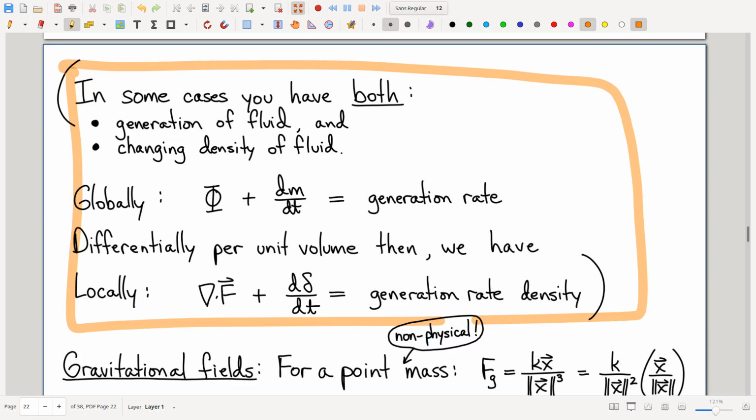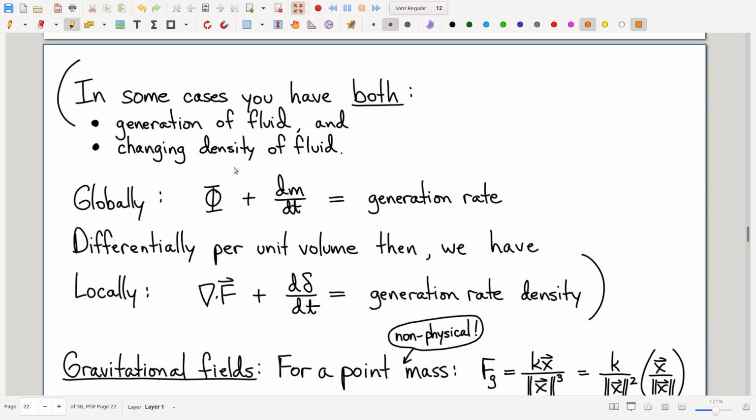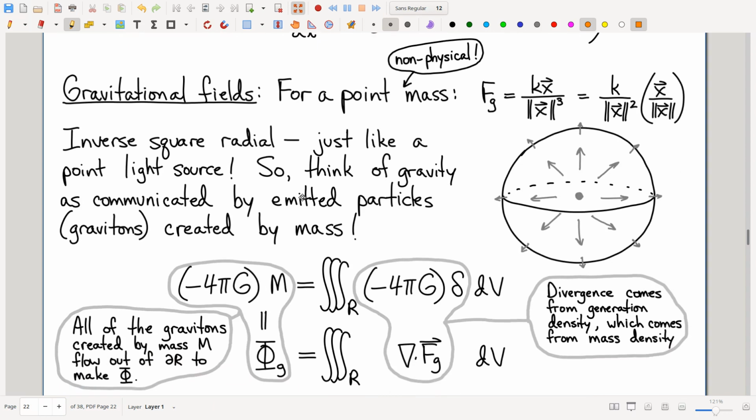Okay, let's talk about gravity. Another really important example, I like to call it a manifestation of the divergence theorem. So real quick, I hope you all remember the formula for the gravitational field. We talked about this back in chapter 3, I guess it was, right? We wrote this down right here.